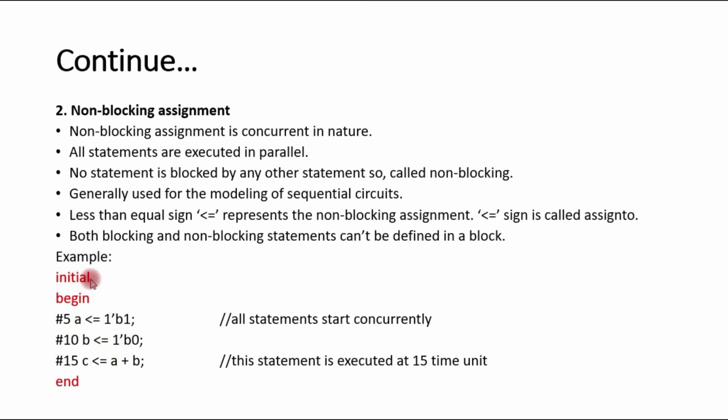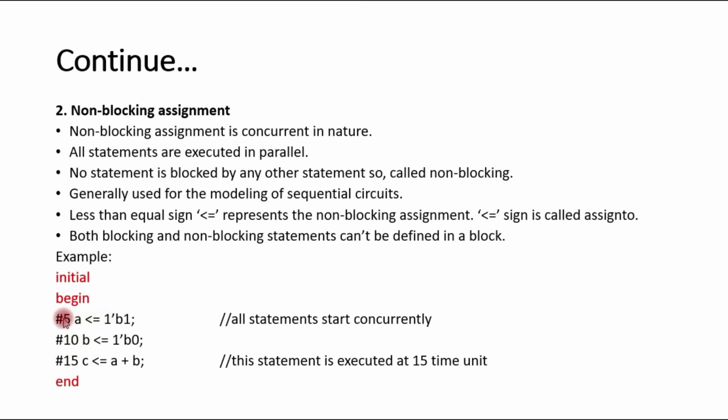One initial block, that is procedural block, is used here, and there are three sequential statements and three variables, A, B and C. These three variables should be register data types because we are using procedural block here, that is initial block. In this case, we are using less than equal to sign, and this representation shows the non-blocking assignments, and here all the sequential statements are executed parallelly.